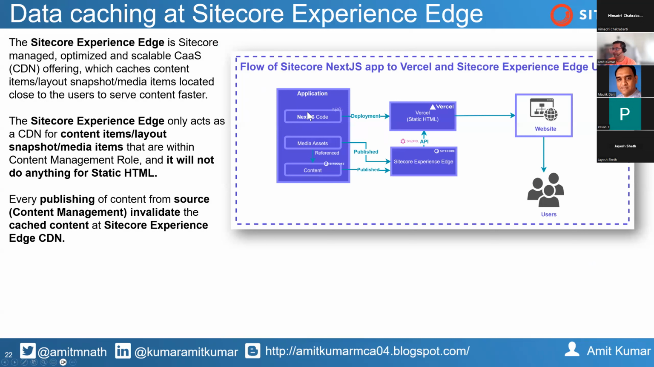So as I said, the data will be delivered to you via a CDN, and on the CDN it will be a GraphQL Edge endpoint. So in those cases your data will be cached. All the content items, layout, snapshot and media items are cached, so there will be a faster delivery.